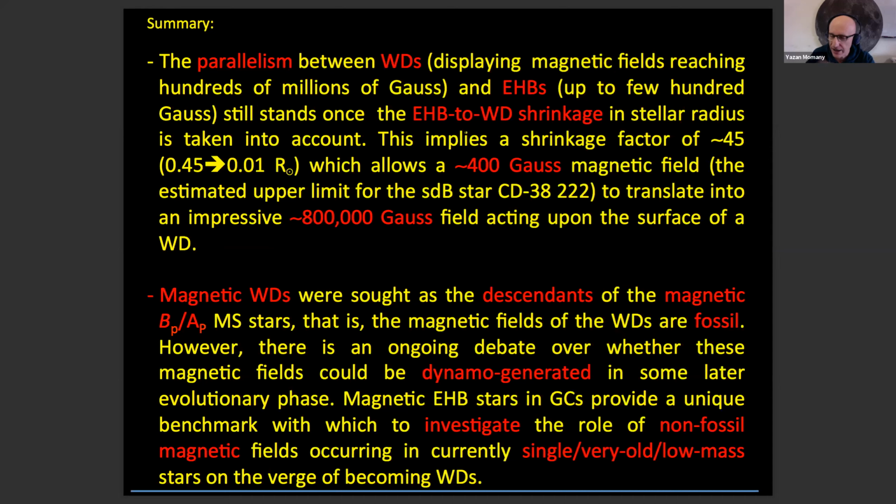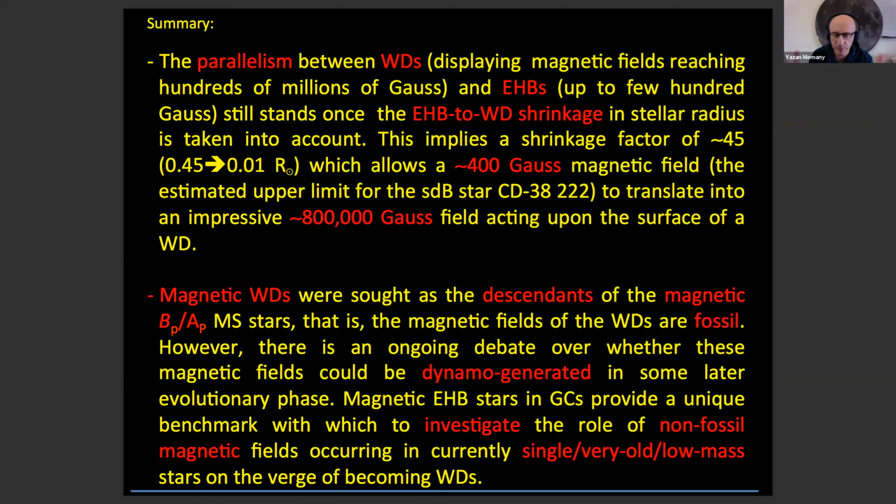Now, one would say, okay, I understand that they have the same temperature, but we are used to calling white dwarfs extremely magnetic, displaying magnetic fields reaching up to hundreds of millions of Gauss, whereas we have set a 400 Gauss upper limit to the expected magnetism that we see in extreme horizontal branch stars. So this might seem inconsistent, but as soon as you take into account the shrinkage factor of almost 45, when you go from a radius of almost 0.5 to 0.01, which is the white dwarf, you end up with this modest field translating into almost 1 million Gauss. So this is the end result.